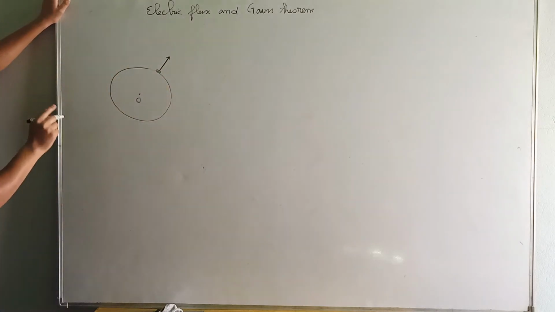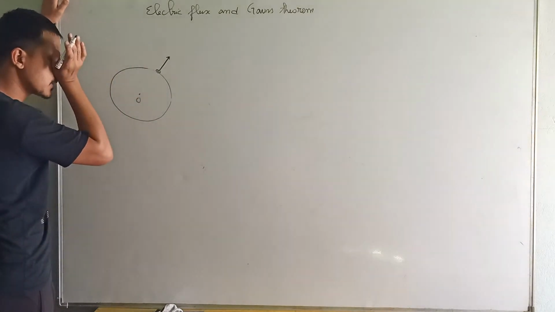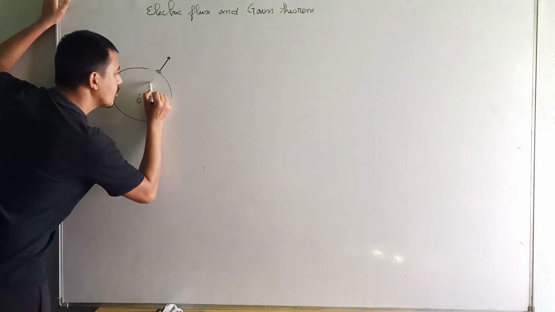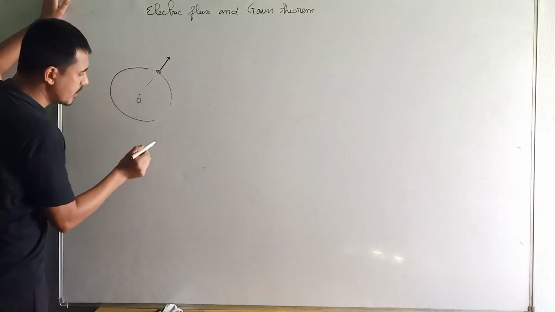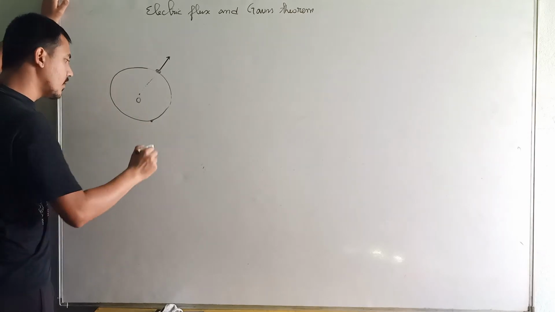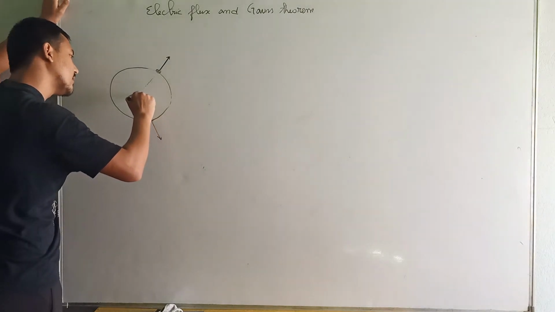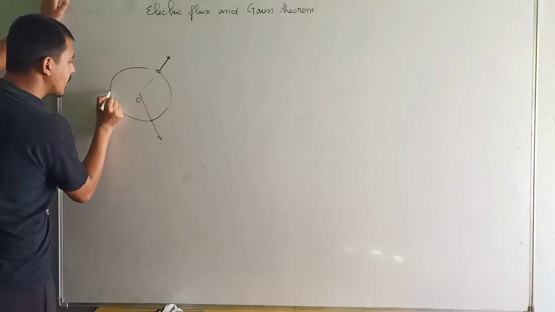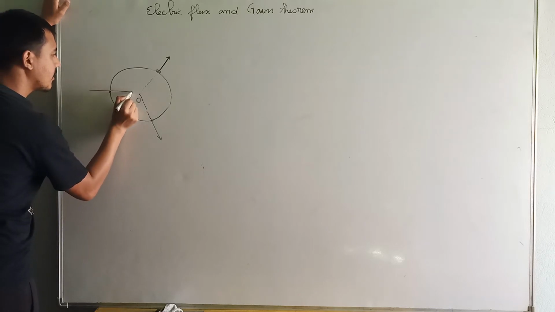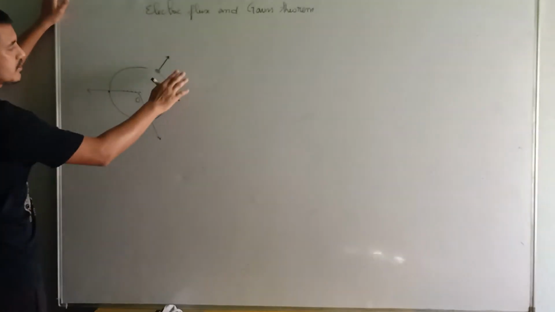But if you are drawing a perpendicular to the surface of any spherical object, then it should always pass through the center. At this point on the surface, you draw a perpendicular. Then you have to draw in such a way that it should always pass through the center. Is it okay?